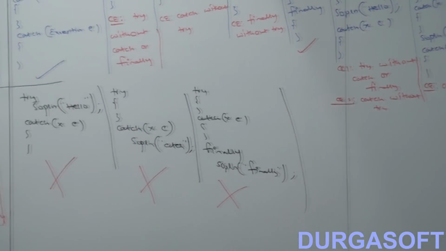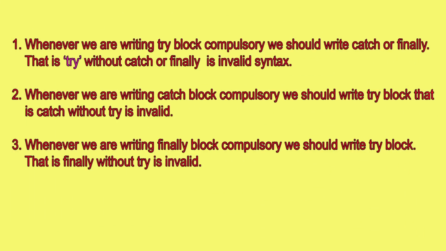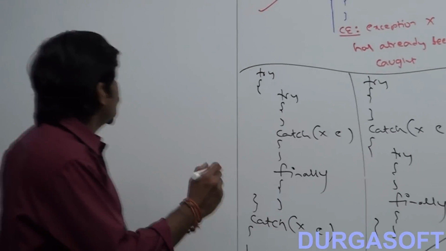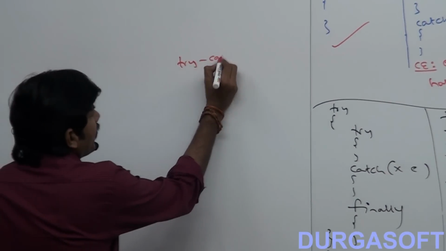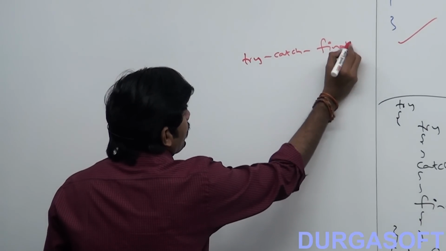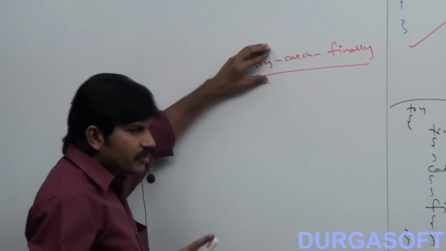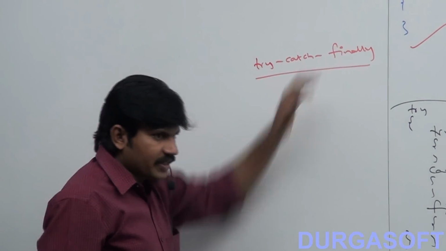But add theory first and then you can take. Next one, the fourth one. Here, try catch finally. Is the order important or not? Yes. First we have to take try, and then catch, and then finally. Fourth point.